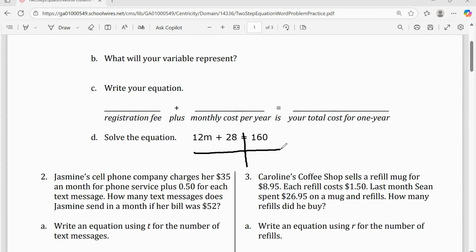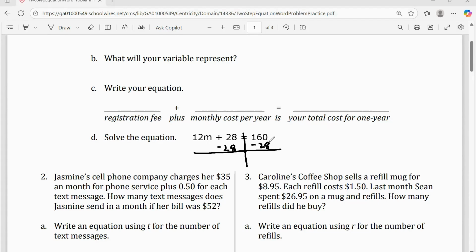Okay, now when I do that, we want to get m by itself, right? Want to get that variable by itself. But what is in the way immediately is this positive 28. So we're going to subtract 28 on this side, and then we're going to subtract 28 on this side.